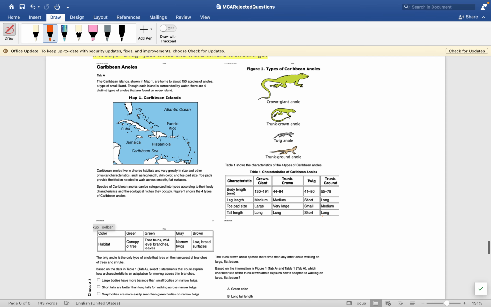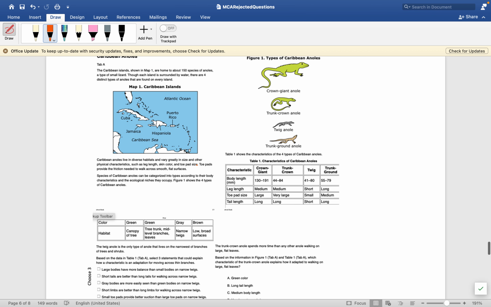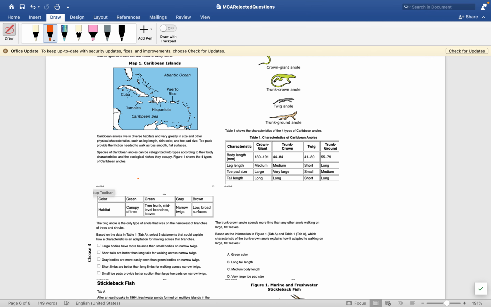Okay, switching gears to Caribbean anoles. Caribbean islands, shown in this map, are home to about 150 species of anoles, these guys over here. Though each island is surrounded by water, there are 4 distinct types of anoles that are found on every island. Caribbean anoles live in diverse habitats and vary greatly in size and other physical characteristics such as leg length, skin color, and toe pad size.